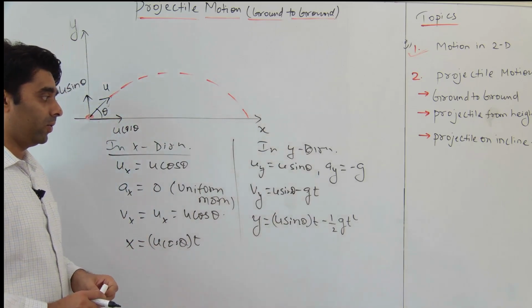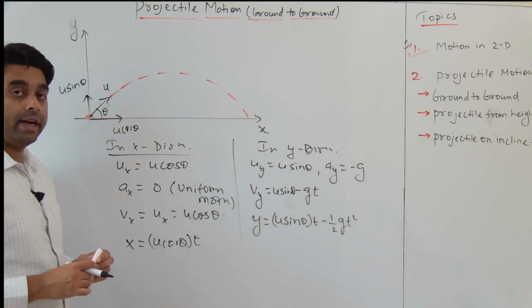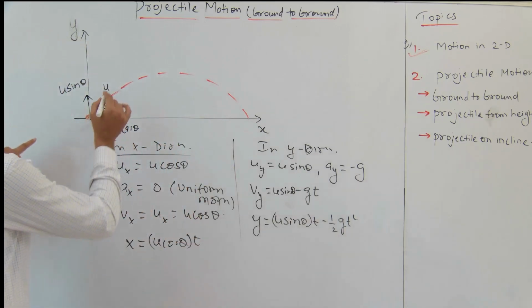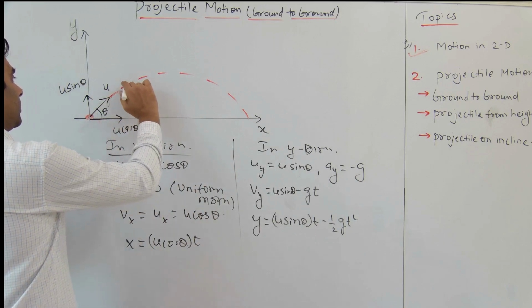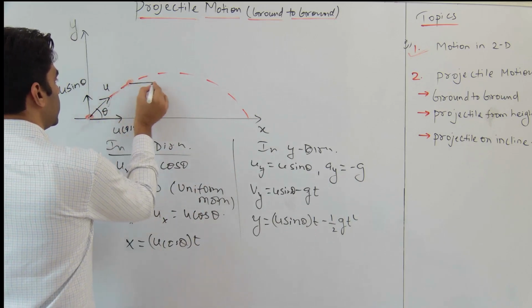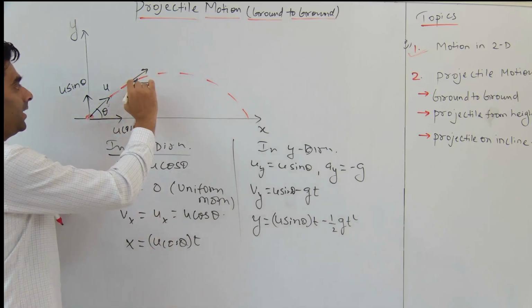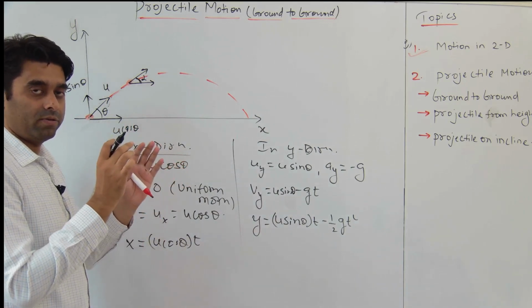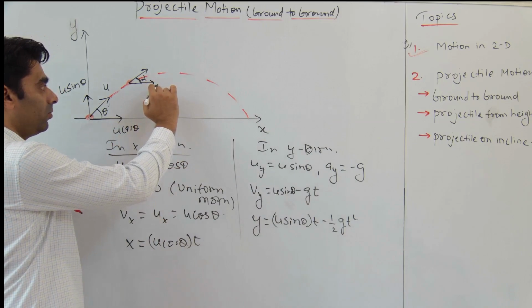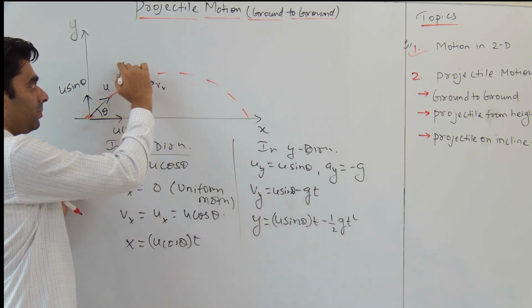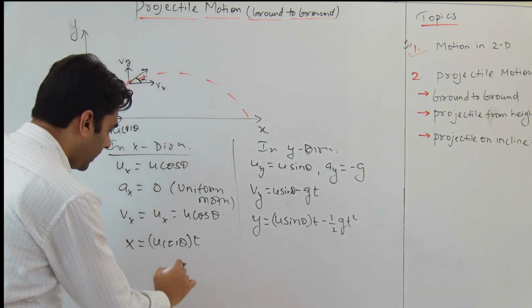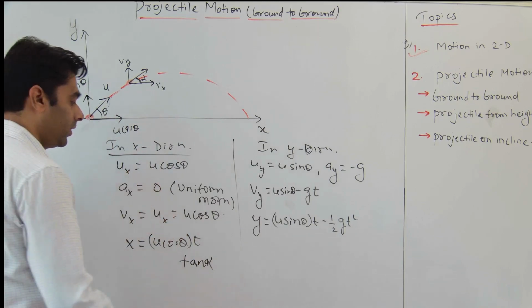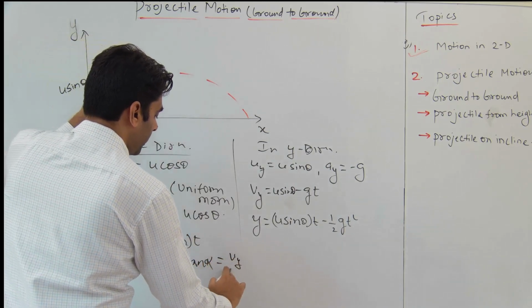Next, let's suppose that at any time t, we have to find the angle made by the particle with horizontal. Let's consider a situation where the particle is moving like this, and after time t it makes an angle alpha. That means it is moving at an angle of alpha with horizontal. So over here, you will be getting this is Vx and this will be your Vy. So what can we write? Tan alpha, where alpha is the angle at any time t with horizontal, will be Vy by Vx.